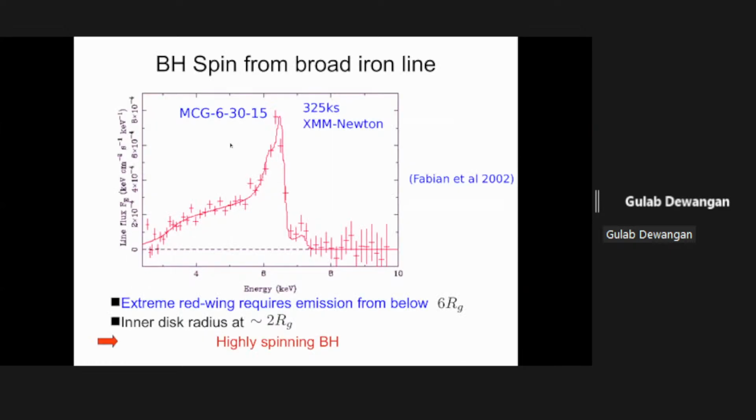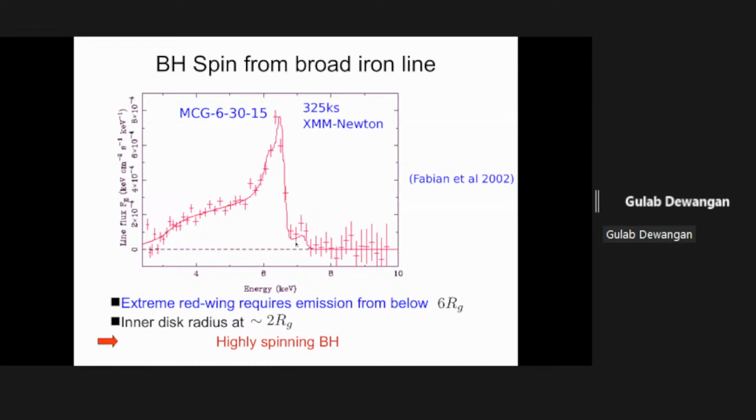This is the broad iron line measured from MCG-6-30-15 from much improved data, something like a 325 kilosecond observation using the European mission XMM-Newton. You see clearly the narrow K alpha peak, the K beta peak, and these broad emission lines going down, observable even down to 3 keV or so. This very broad iron line requires iron K alpha emission from below 6 RG, the inner radius of the accretion disk is estimated to be 2 RG, and the black hole is inferred to be highly spinning in this AGN.